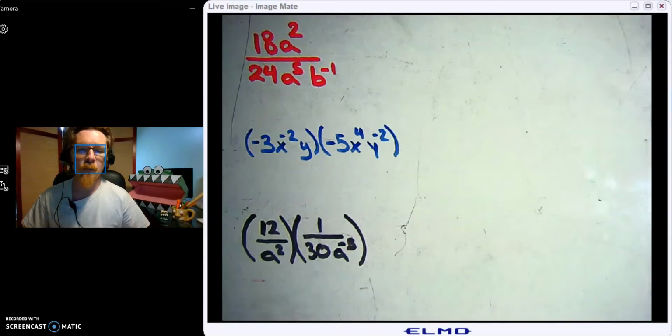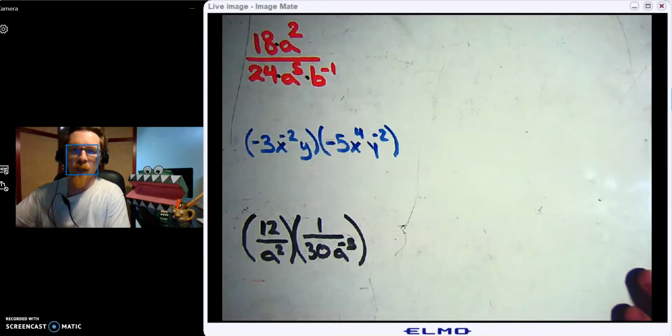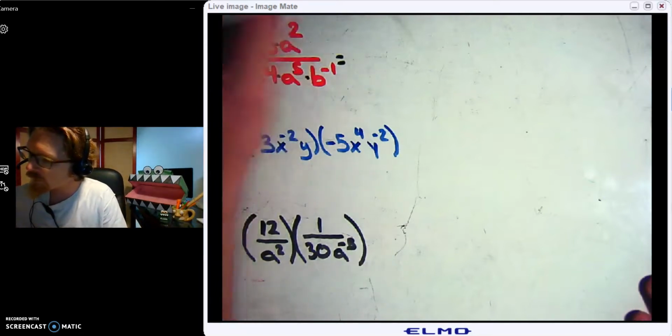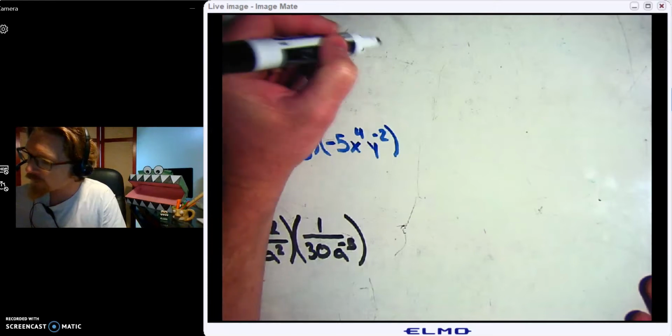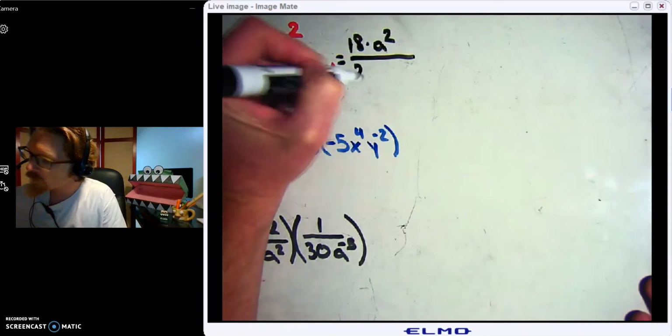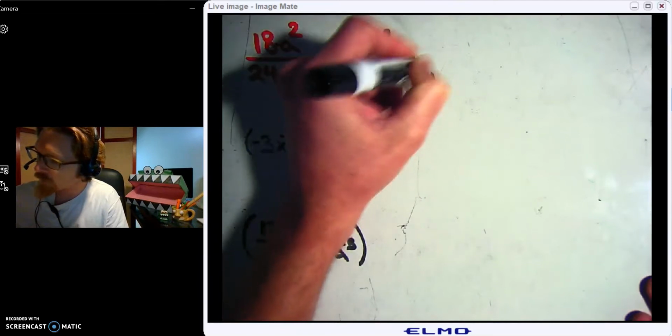Now, expressions are simplified when there are no common factors with the integers and there are no negative exponents with the bases. So, one thing to notice is really the only thing that's happening here is multiplication. There's no addition or subtraction. And we know that we can multiply things in any order. So to help myself out, I'm going to expand this out so it kind of collects like things. So I have 18 times a squared over 24 times a to the fifth times b to the negative 1.